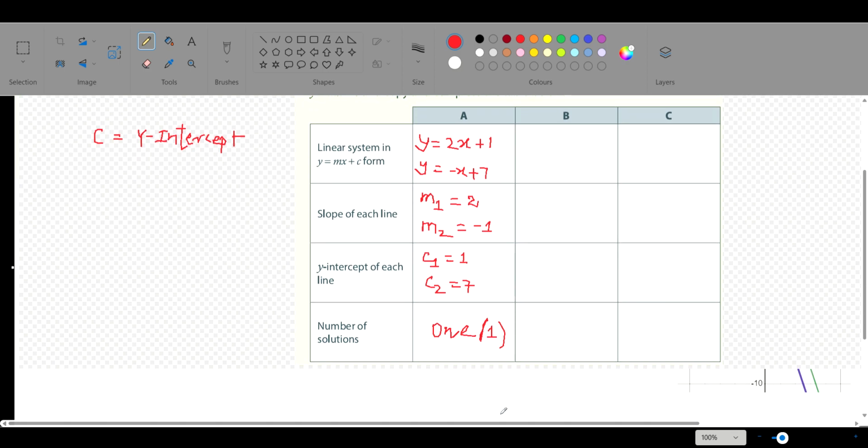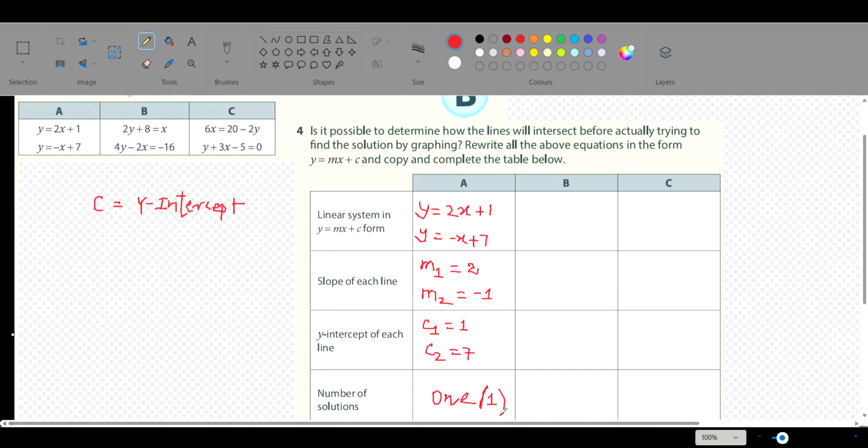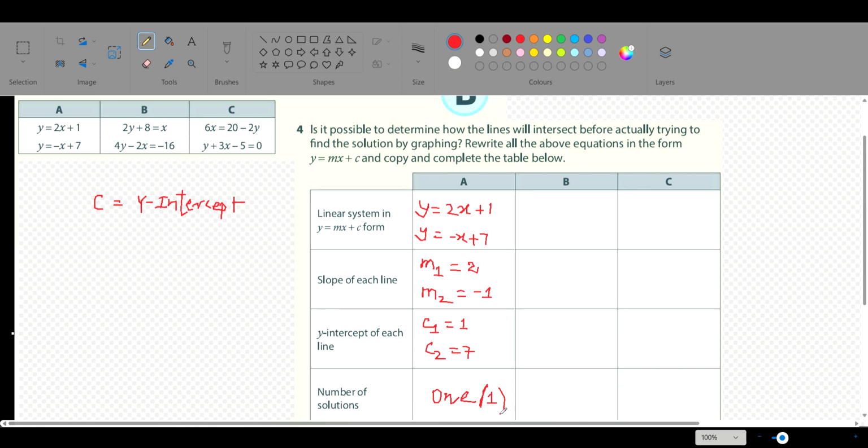Now, you can do this for the B, change that into y as a subject, change that into y is equal to mx plus c, right? For both of the lines, find the slope, find the y-intercept. Number of solution we already know. For the B it was infinite solution.